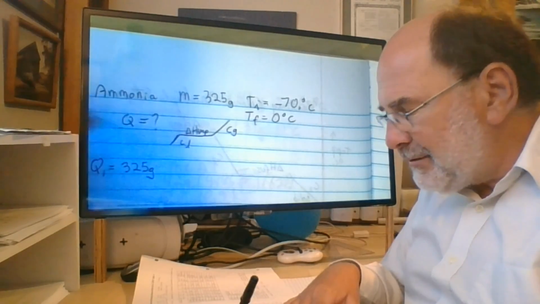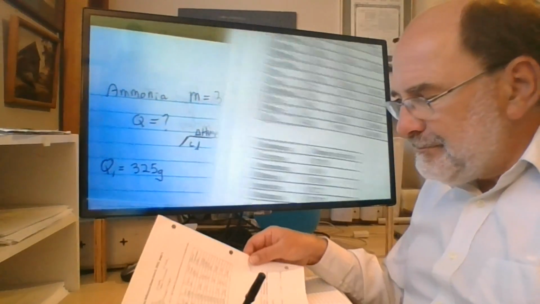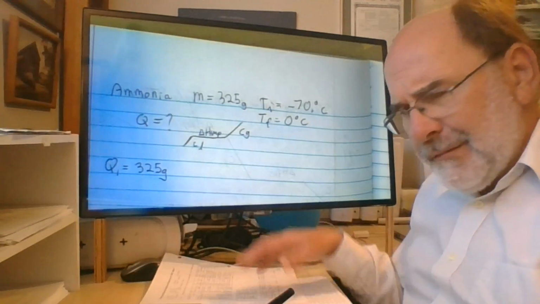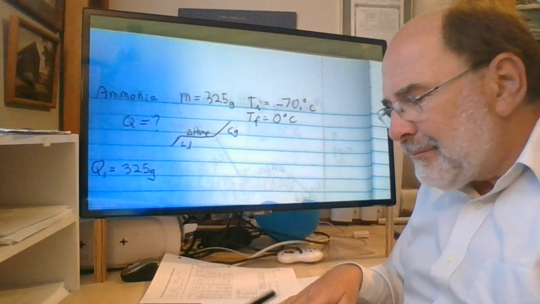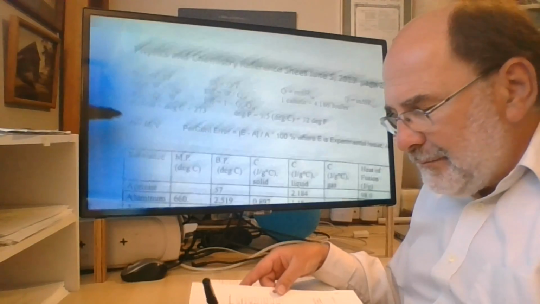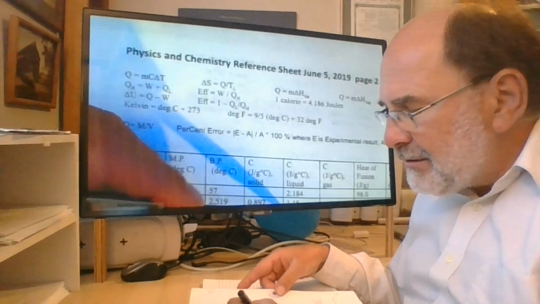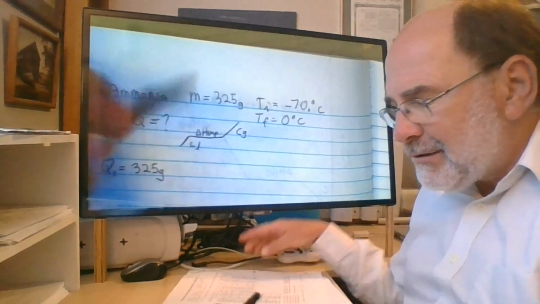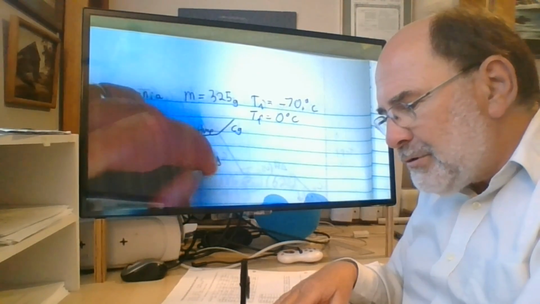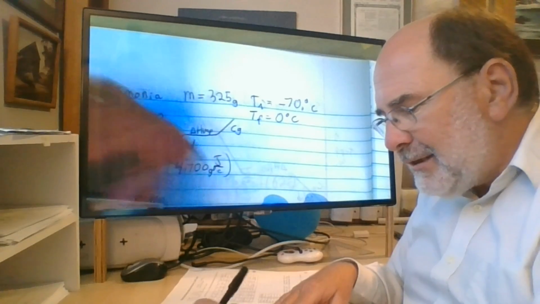325 grams. And I'm sorry I didn't give you a density conversion to do along the way. Maybe someday. Times the specific heat of liquid ammonia. The chart says specific heat of liquid ammonia is 4.700 joules per gram per degree C.